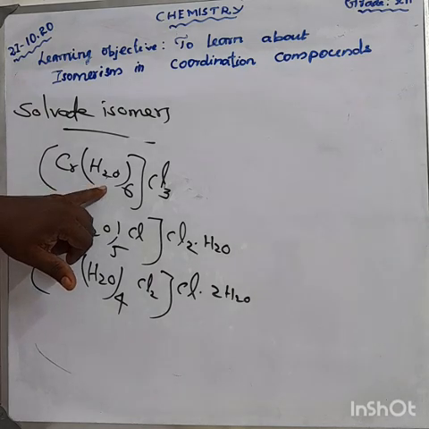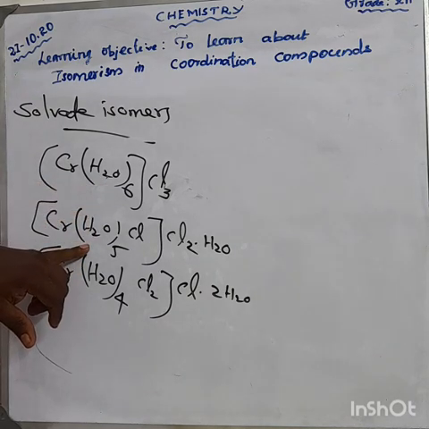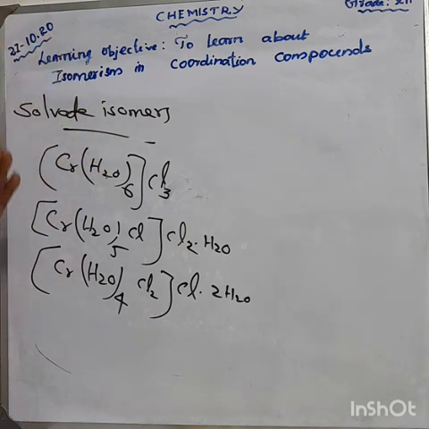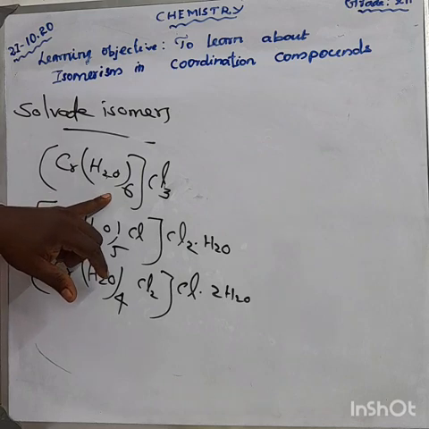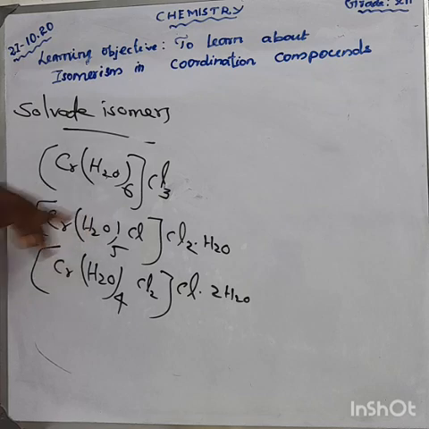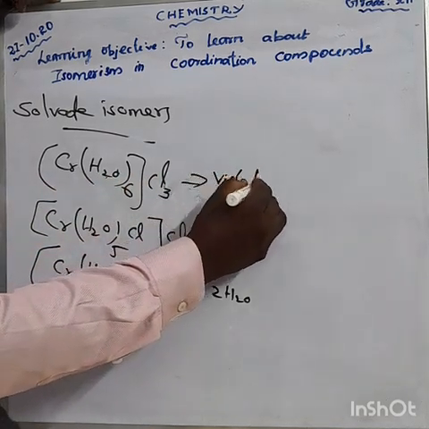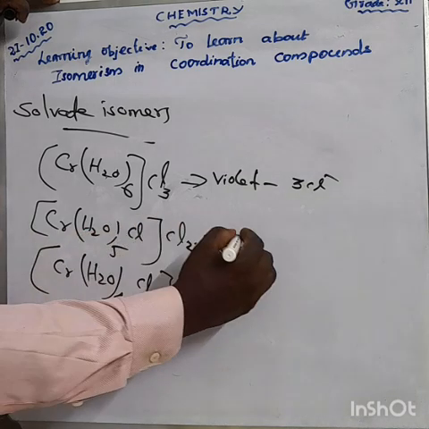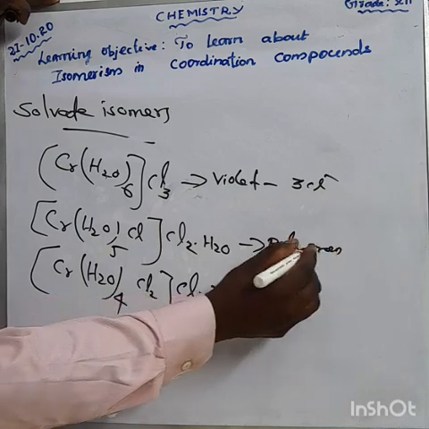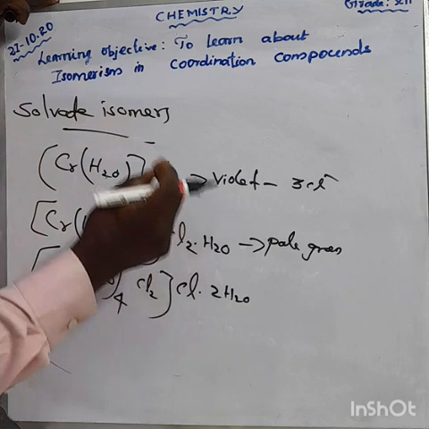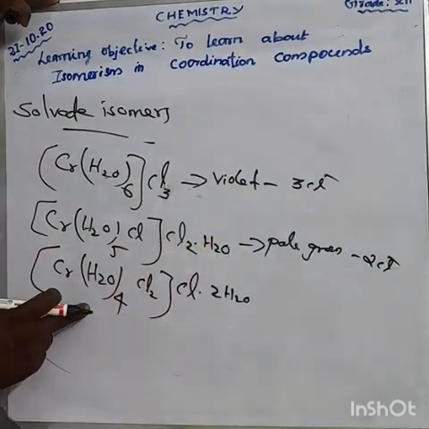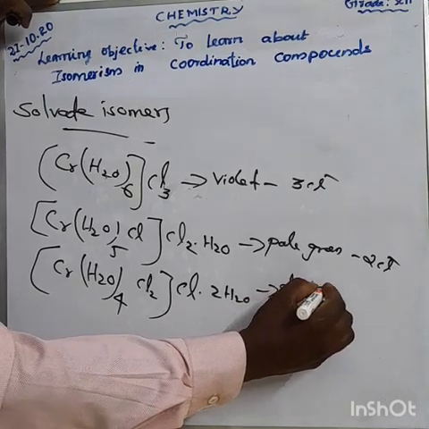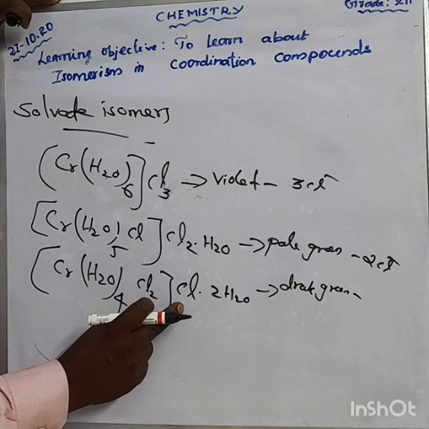The first one has 6 water molecules, the second complex has 5 water molecules, and the next one has 4 water molecules. Here, you should say the color of the complex. The first, with 6 water molecules, is violet color and gives 3 chloride ions. The second, with 5 water molecules, is pale green color, having 2 chloride ions. With 4 it is dark green color, having only 1 chloride ion.